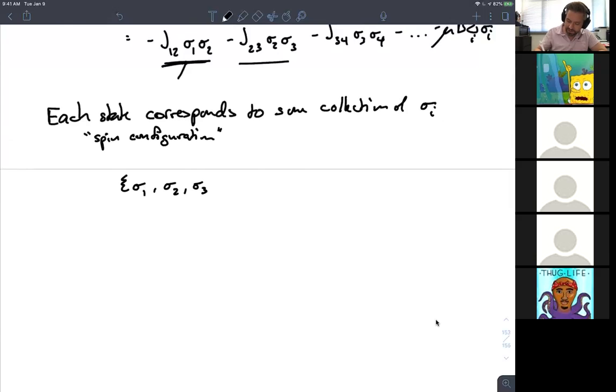Usually the little curly brackets indicate a set. So here I'm talking about the set of all possible collections of sigma 1 through sigma n, which I can write in shorthand as just this. So sigma_i within my curly brackets represents the set of all possible spin configurations.